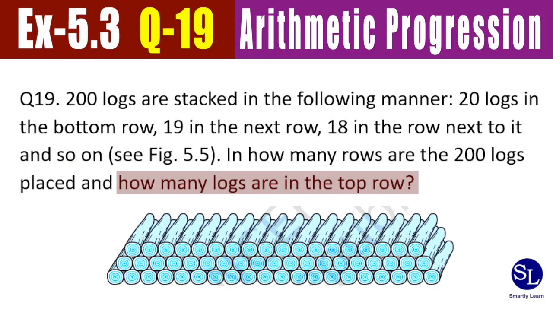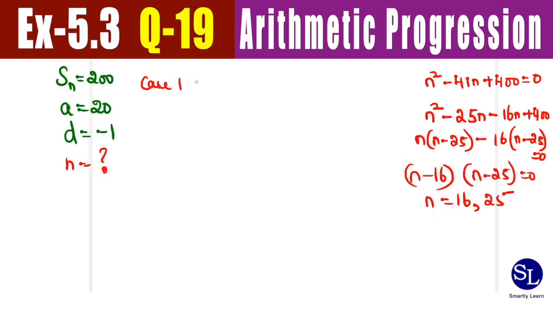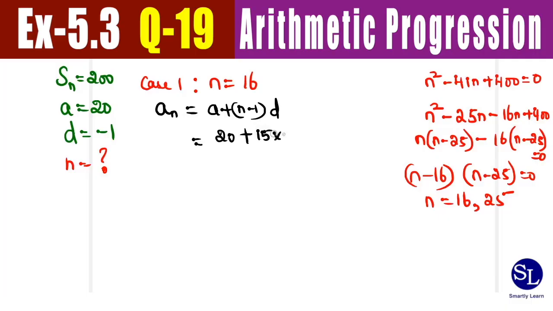They said we need to know how many logs are there. So let's take case 1. Case 1 is n is equal to 16. Then we are calculating an because we need to know how many logs are there in the 16th row. So which is equal to a plus n minus 1 d. So a we just know it is 20. So n is 16, so 15 into minus 1. So 20 minus 15 which is equal to 5 logs. So if there are 16 rows, then 5 logs are there in the 16th row.